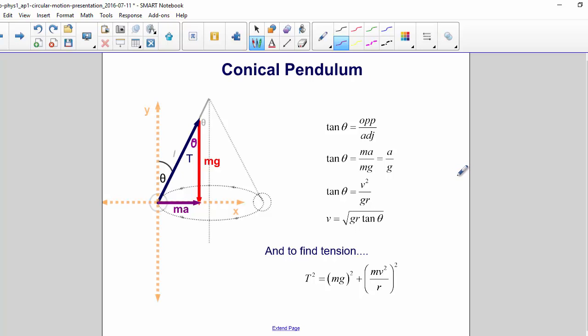And to find tension, we can use the Pythagorean theorem, a squared plus b squared equals c squared. So we get T squared equals (mg) squared plus (mv squared over r) squared.